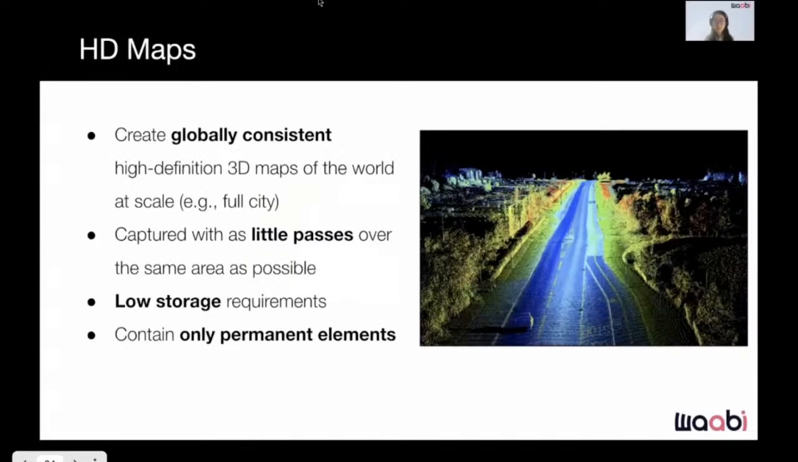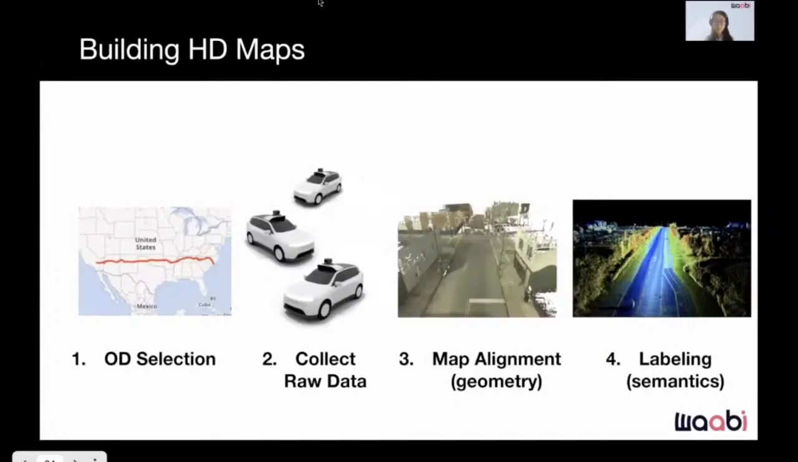Self-driving companies are interested in creating globally consistent and high-definition 3D maps of the world. In the industry, many passes over the same area are typically required for these maps to be complete. However, we would like to reduce this requirement as this is very expensive. Furthermore, maps typically require large amounts of memory to store, preventing them from being produced and used at scale, and we would like to address this limitation as well. Finally, we would like the maps to only contain permanent elements that we will see every time we drive around the mapped area. So how do we build these HD maps?